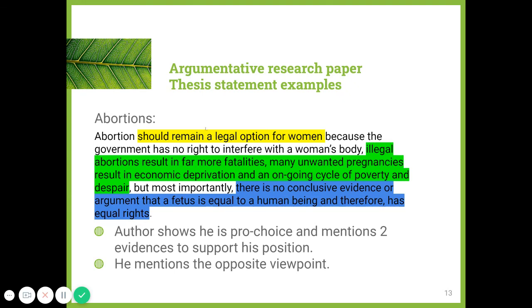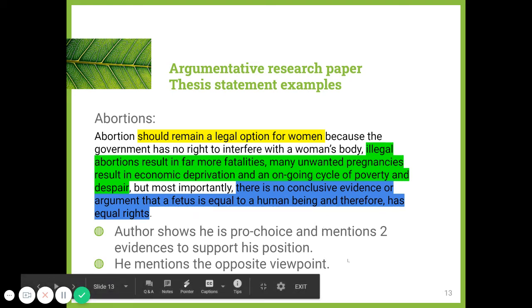I have highlighted 3 different sections of our thesis statement. The yellow highlight shows your personal opinion on the matter. You are showing that abortions should stay legal. You are pro-choice, right? The green highlight shows some pieces of evidence that will later on be discussed in your body paragraphs, as well as the blue highlight, right?